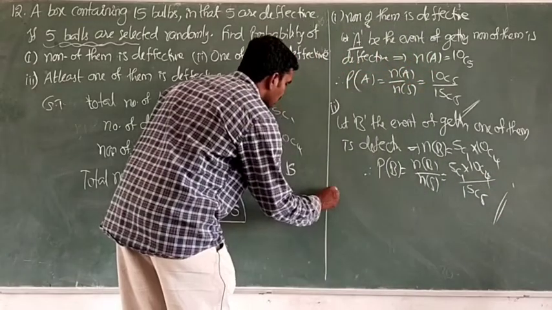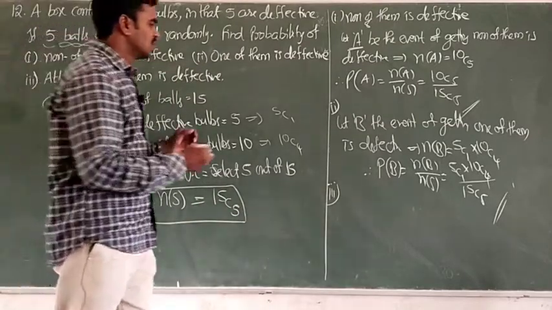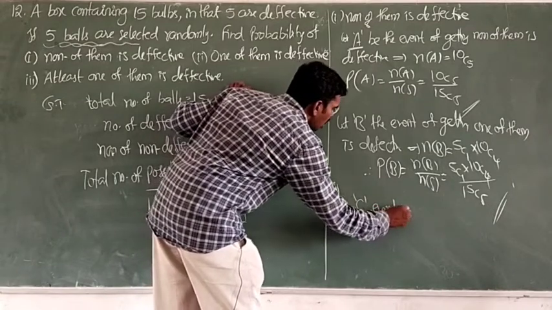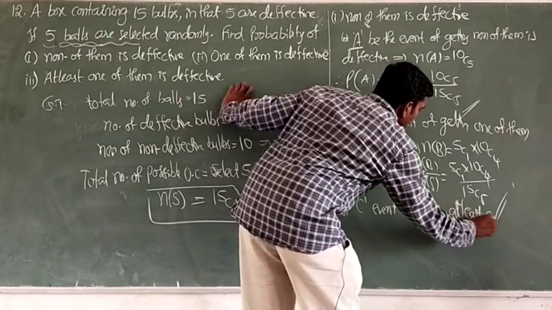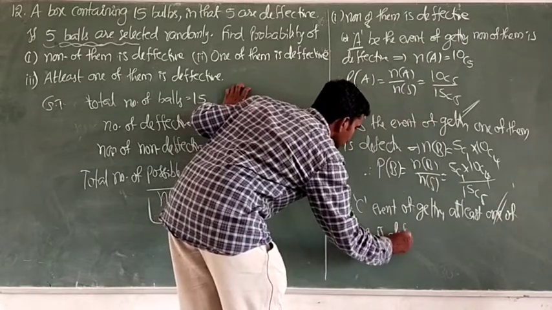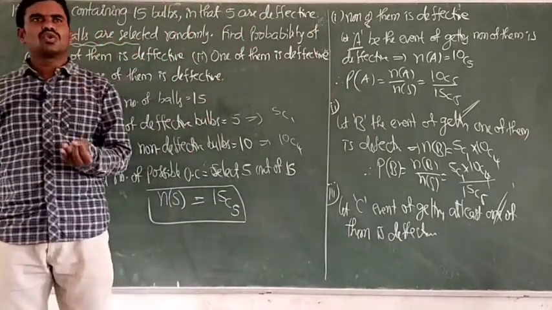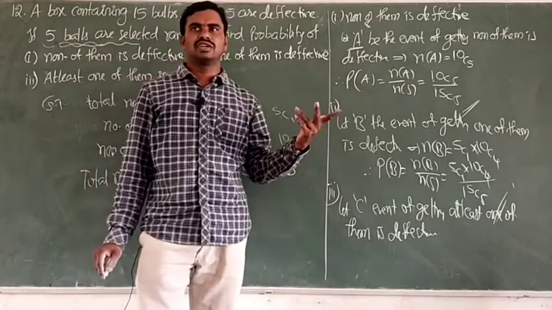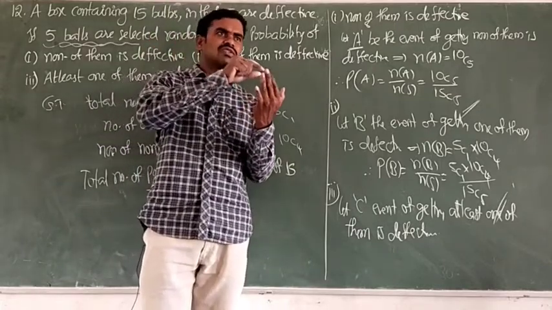Next, the last one, the third one. What is the third one? At least one of them is defective. So let C be the event of getting at least one of them defective. One of them is defective means maybe 1 is defective, or 2, or maybe 3, or maybe 4, or maybe all 5 are defective. So we should find the probability for 1 defective, 2 defectives, 3 defectives, 4 or 5.